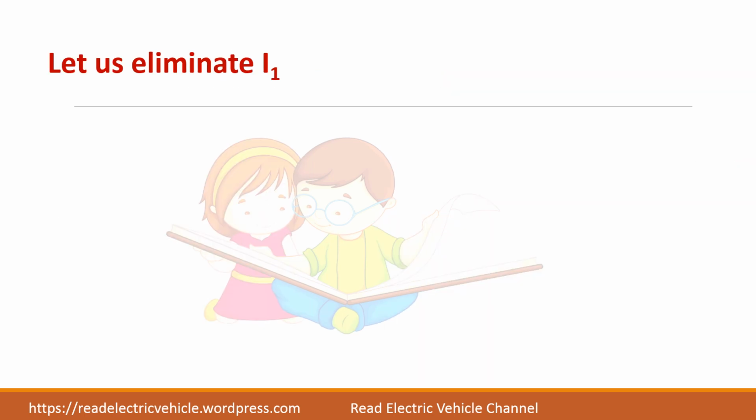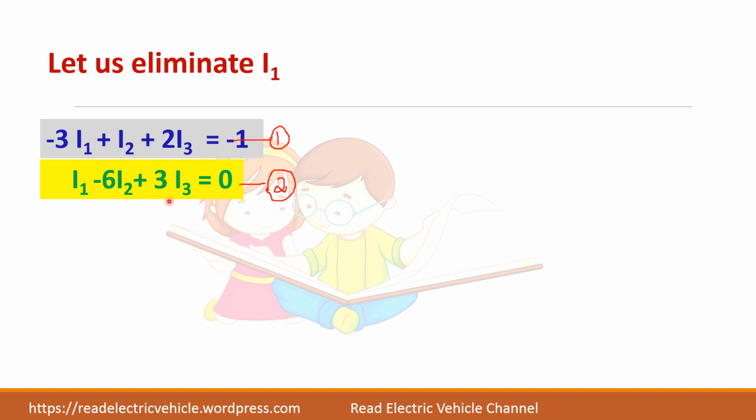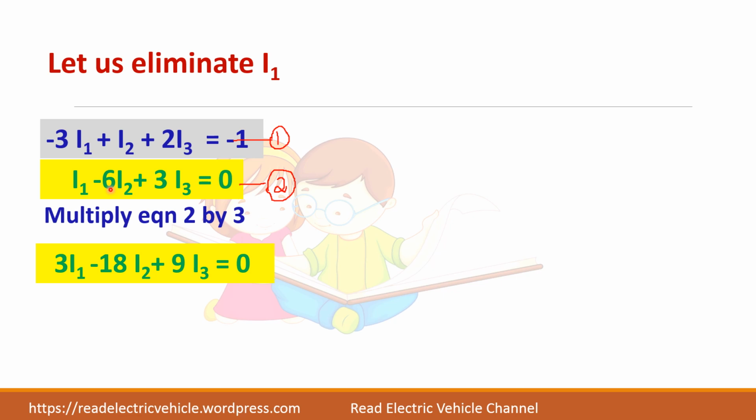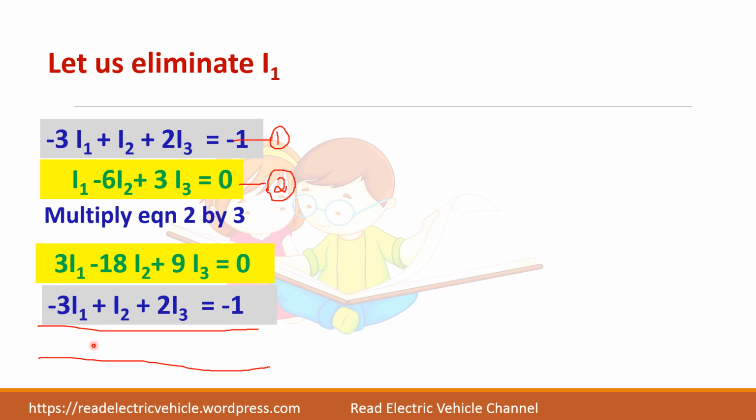Now we have got all the 3 equations, so let us solve them. This is the first equation and this is the second one. It is easy to eliminate the I1 variable first, because if I multiply the second equation by 3, I will get 3I1, so I can cancel these two easily. So I am going to multiply equation 2 by 3. I will get 3I1 minus 18I2 plus 9I3 equal to 0. Now add this equation with the first equation. So what happens when you add these two? I1 gets cancelled and you will get an equation in terms of I2 and I3.